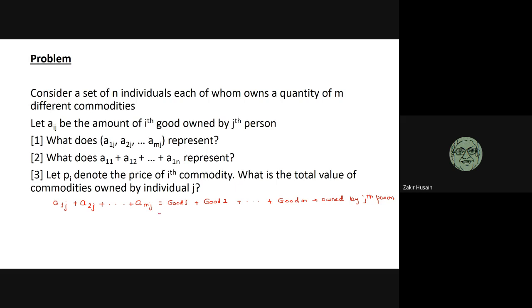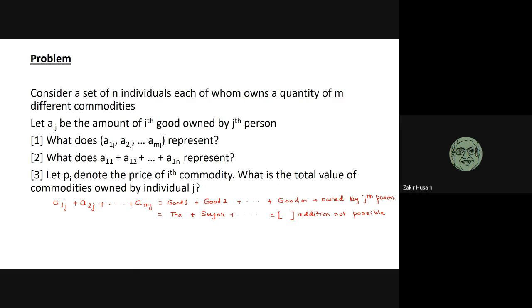So basically, what are we saying? Let us say good one is tea. So I've got 2 bags of tea, let us say this is sugar, 3 kilos of sugar, and so on. Can we add them up to get a scalar amount? No, sir. So addition is not possible. So I can represent them in a vector form, in this form, like I've written over here, but not in an additional form.